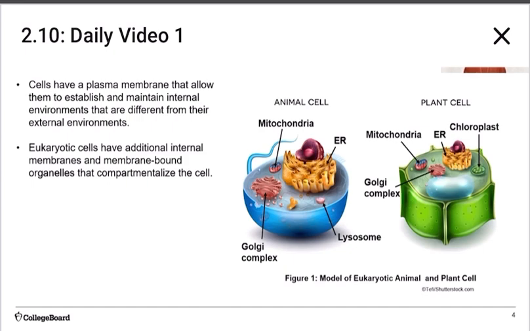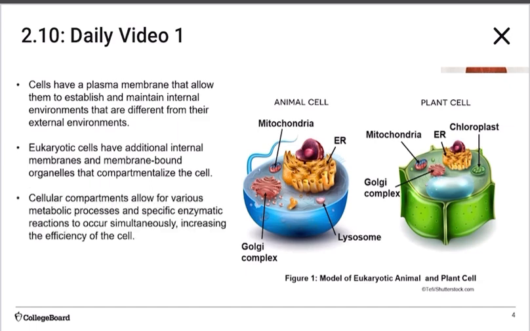And if you want to learn more about the structure and function of these, you can go back and watch video lessons for 2.1 and 2.2 where I highlight the structure and function in more detail for you. But these cellular compartments allow for a variety of metabolic processes and specific enzymatic reactions to occur simultaneously, which can increase the efficiency of eukaryotic cells in carrying out their functions.